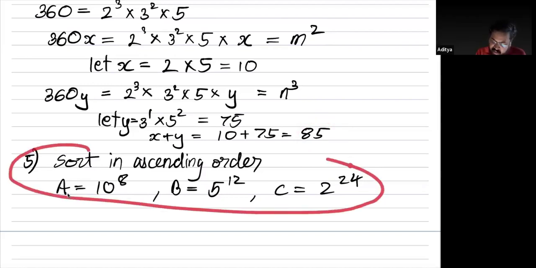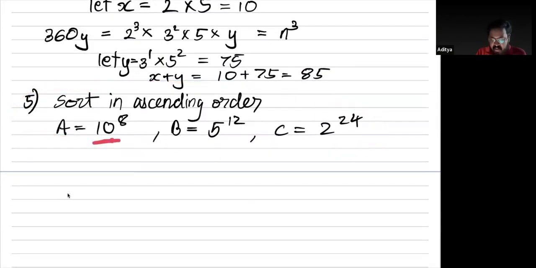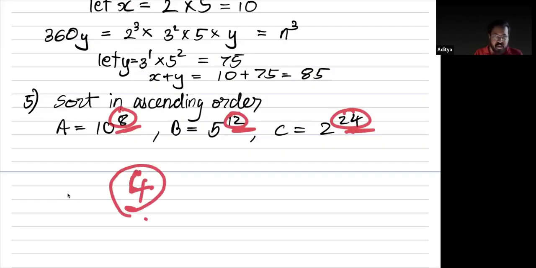For the fifth question, I'll give a hint. See, all these are positive numbers and these are large numbers. Don't need to evaluate them as it is. But you can notice that all their powers are divisible by 4. That is the largest power all the powers are divisible by. So if you see 8, 12 and 24, you can see their highest common factor is 4.